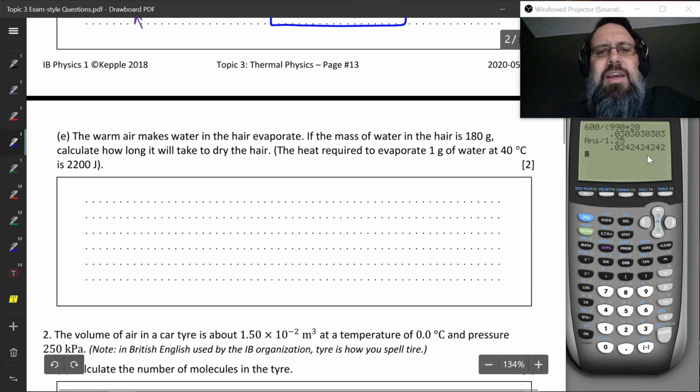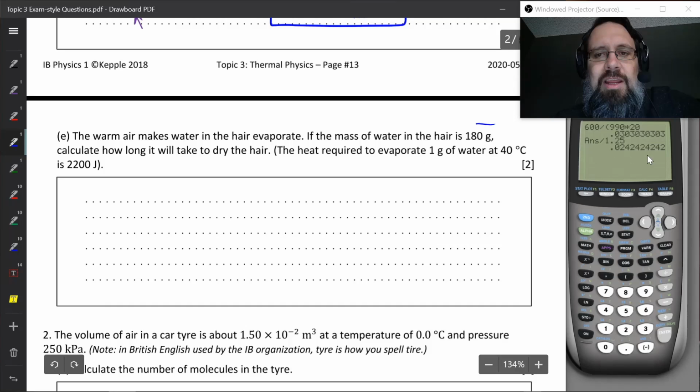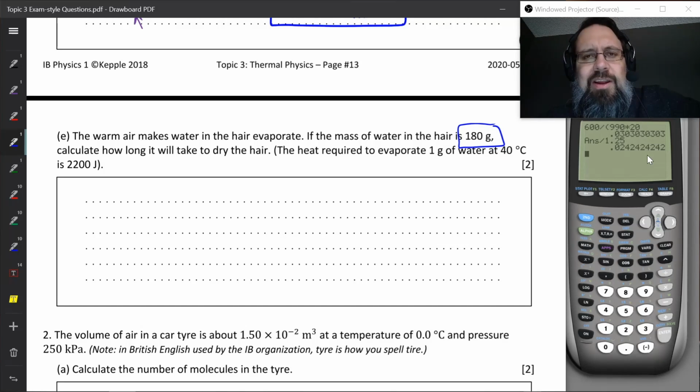Okay, so we're going to try to estimate how long it will take for your hair to dry when you're using a blow dryer. So obviously this depends upon the amount of hair that you have. You know, if you have like really long flowing hair, lots more water can fit in it. It might take upwards of an hour to dry your hair. Whereas if you have very short hair, it could take a couple of minutes. So we're just saying that there's 180 grams of water in the hair. So let's find out how long it will take.